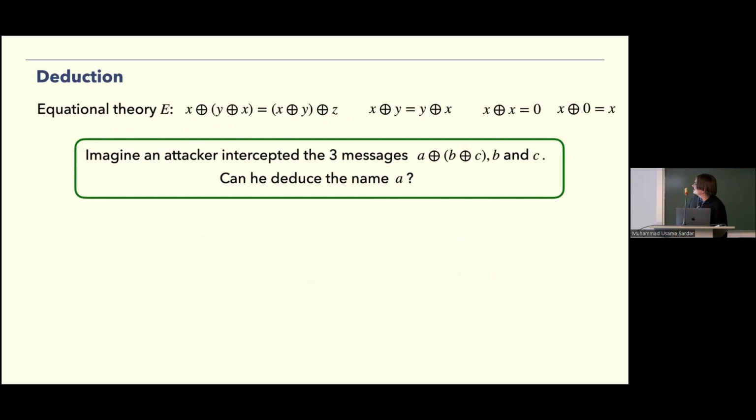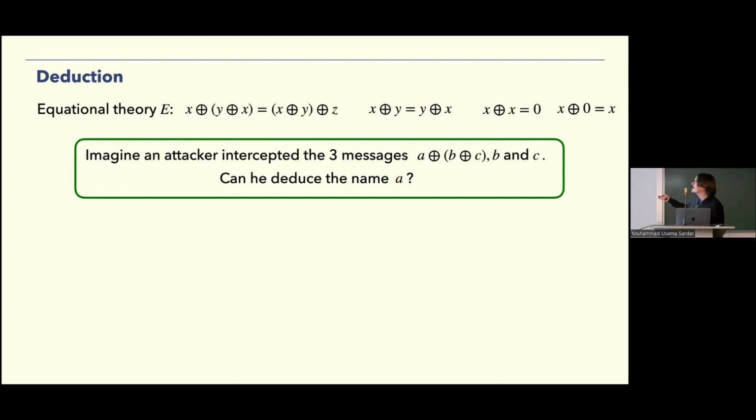Just to give you a quick, very small example of how we use the equational theory with the deduction: we want, for example, standard secrecy properties, standard security properties, to understand whether or not an attacker is able to deduce some message. Let's say we have the XOR equational theory, and that the attacker received those three messages: the XOR of A by B by C, another nonce B, and a nonce C.